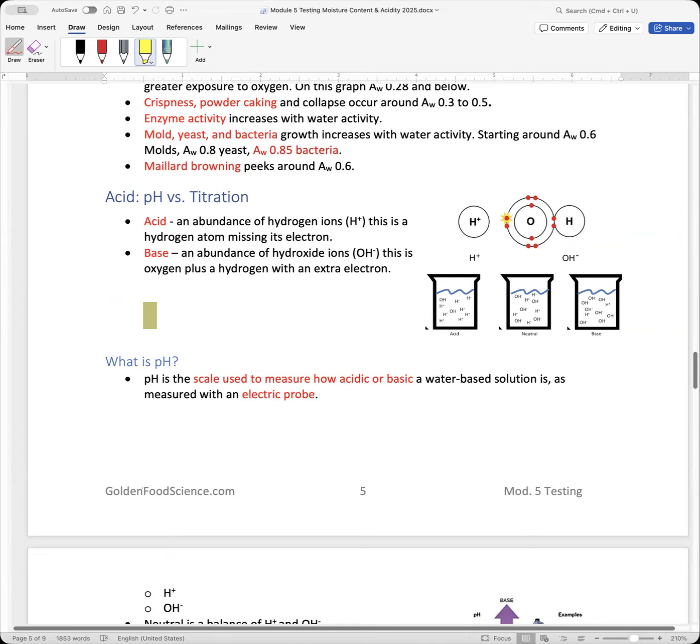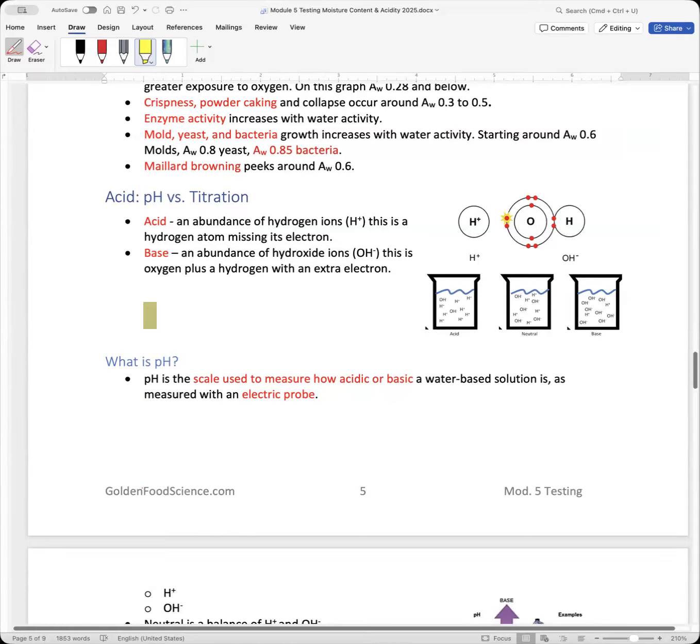So there are two different ways to measure the amount of acid in a food. One is pH and the other is titration. What is the difference, and why is there a difference? So, pH versus titration. First of all, we need to understand what an acid and a base are.